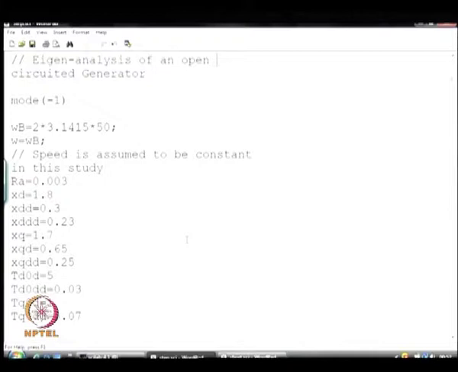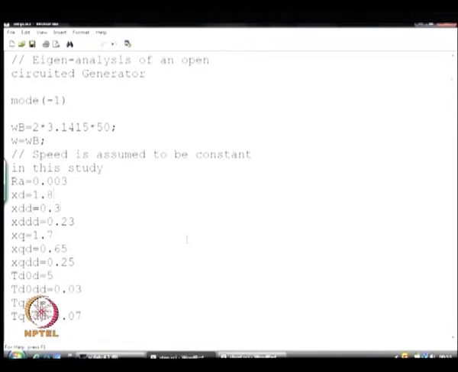So, you need to pay attention to what I have written here. So, this is the program. So, this is an eigen analysis of an open circuited generator. In fact, it is an analysis of an open circuit generator. The radian frequency, electrical frequency is 2 pi into 50. The speed of the machine is also the same.